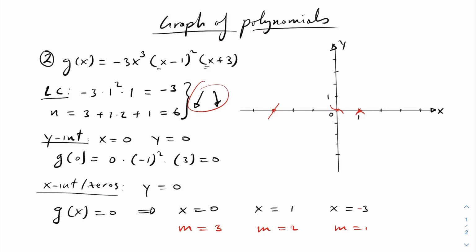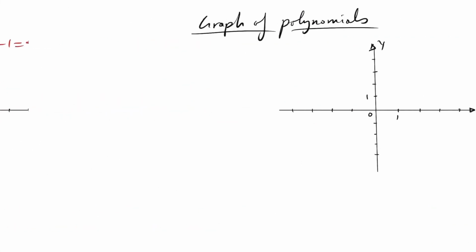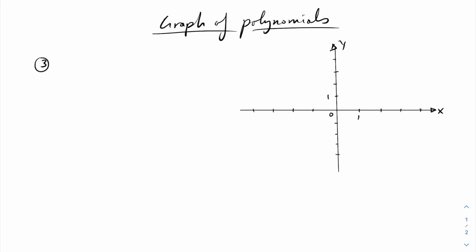And so once you have all of that done, you can now go ahead and connect all of these points, keeping in mind the end behavior and the behavior of the function next to the zeros, and you should be done. Also, as you can see here, since our degree is 6, we should have a maximum of 5 turning points. And as you can see on this graph, we have 1, 2, 3, 4, 5 turning points, and that checks out. Okay, so let me give you one last example.